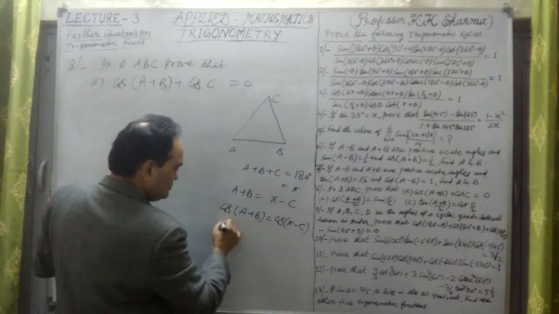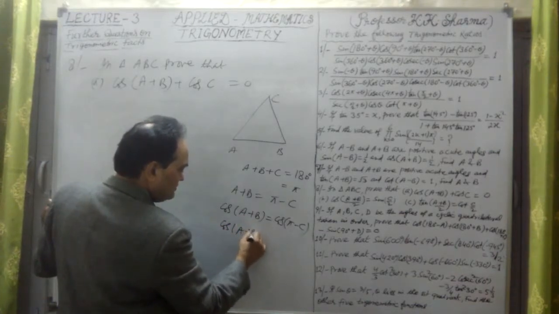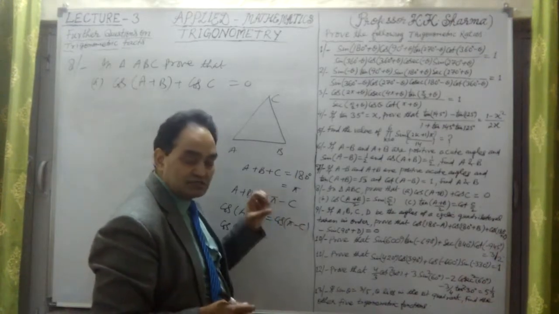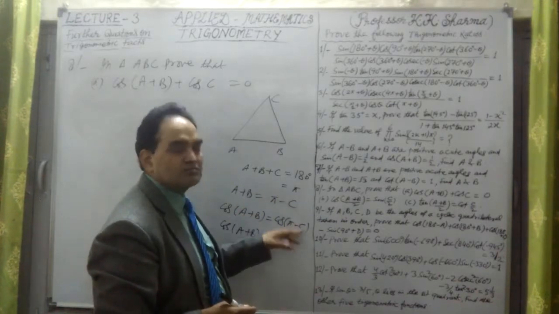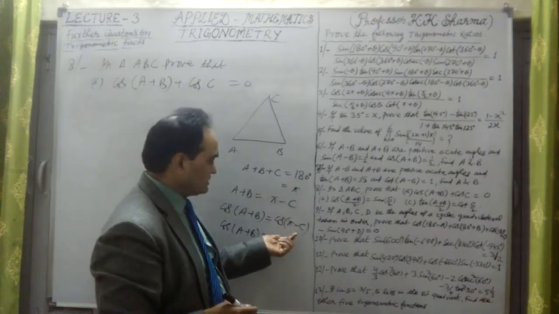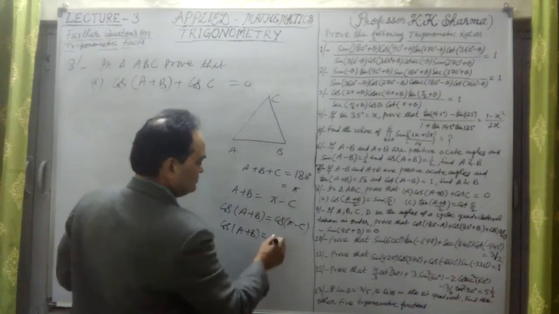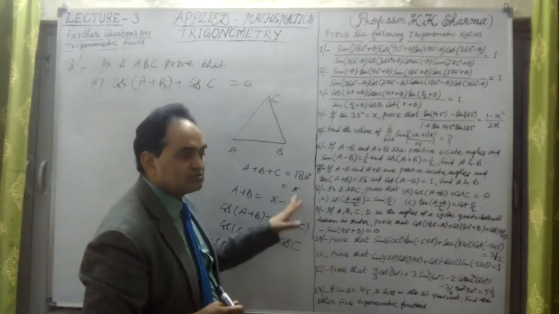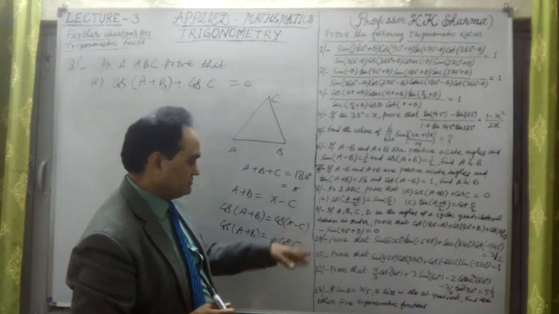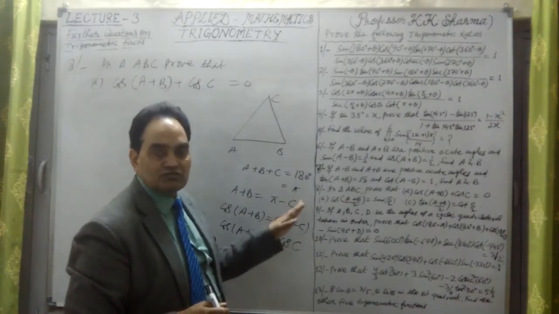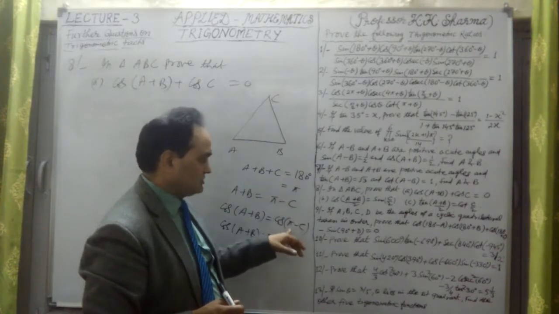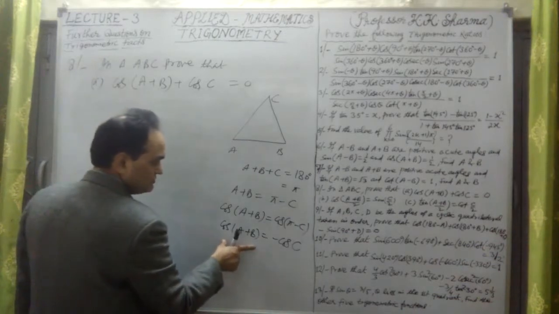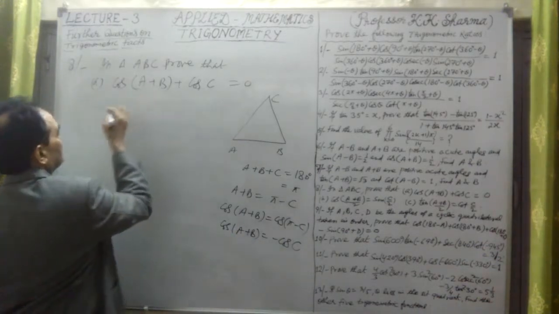Therefore, cos of A plus B is equal to cos of pi minus theta, or 180 degrees minus theta, which is in the second quadrant. In the second quadrant cos is negative. It is minus cos theta, minus cos C, because cos of pi minus theta is minus cos theta. This is minus cos C. It is negative because in the second quadrant cos is negative, sine and cosec are positive. Then in place of cos of A plus B, we can write minus cos C.